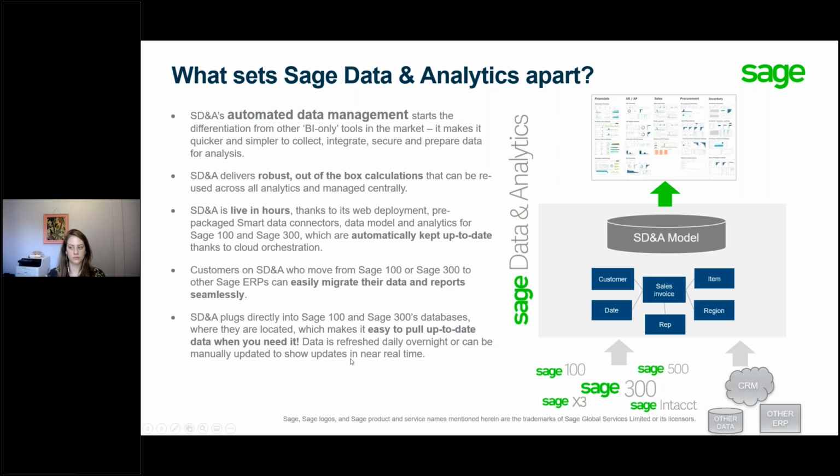And last but not least, we do plug seamlessly into Sage 100 to 300, and we're automatically keeping everything up to date. So it's just an automatic process. As data flows into Sage, we will behind the scenes process the data and keep everything current. Now, we do refresh the data overnight. We can also configure this to be even quicker if you need it to be.